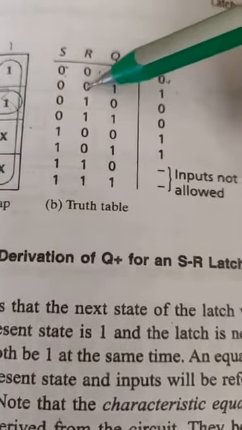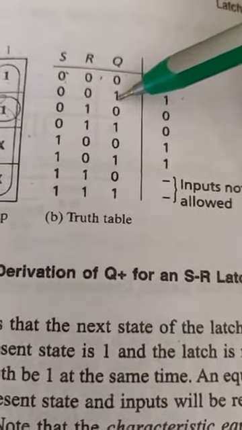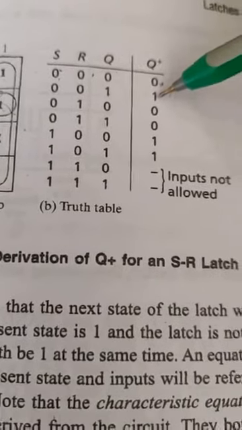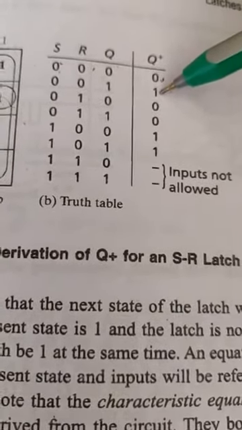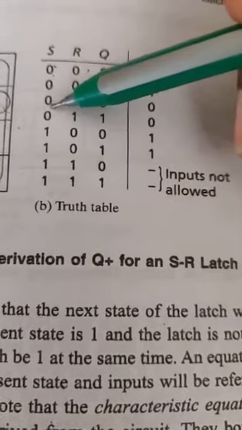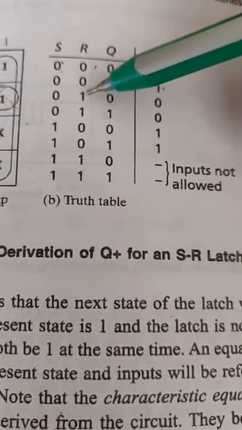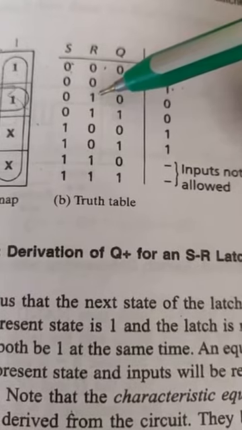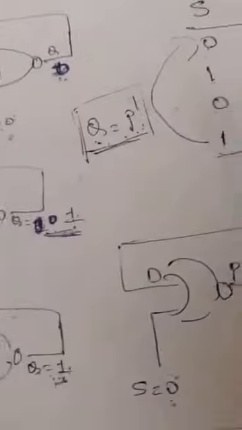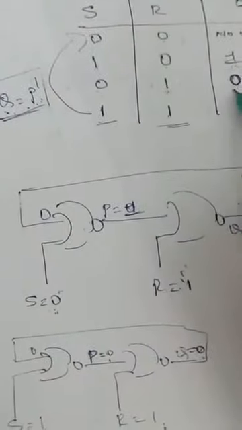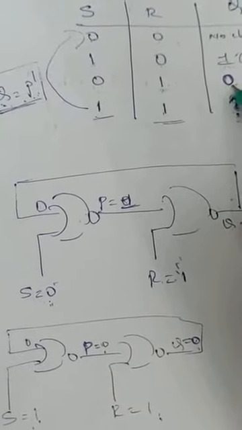When s is equal to 0 and r is equal to 0, if the previous state is 1, what would be the next state? It retains its previous state, so again it will be 1. When s is equal to 0 and r is equal to 1, we call it the reset state. So what happens with the reset state? It will be set to 0, no matter what the previous state might be; it will reset to 0.